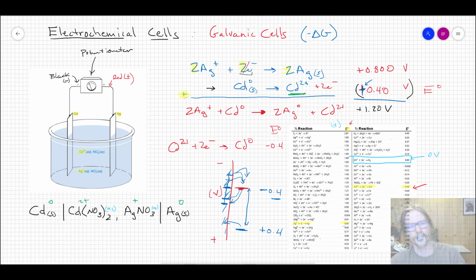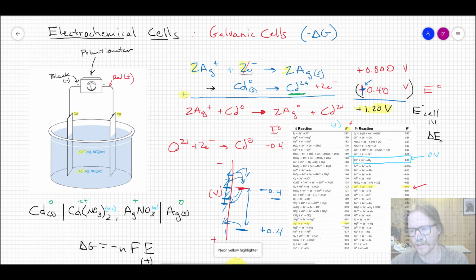Okay, so the last step that I want to mention, which is sort of the final punchline, is we did all this stuff, and we decided that this thing was positive 1.2 volts, and we said that negative delta G, remember this relationship, delta G equals minus nFE. So if we've got a positive value for our E cell, which is the same as delta E cell, they're the same thing, that's a positive value, which would mean we'd have, in this case, a negative delta G. So the reaction that I have written is spontaneous in the direction that's written.